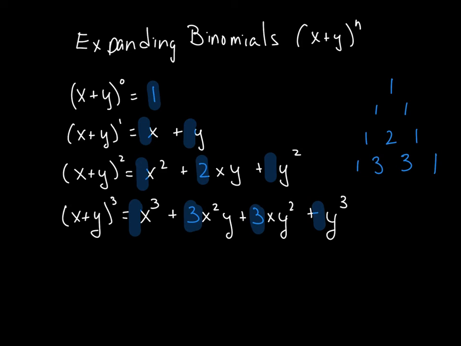The other thing to note is that x to the third is your first term, then it's going to be x squared, then x to the first, then 0 x's. And y's work exactly the same way. It's y to the third, y squared, y to the first, and then y to the 0 power.